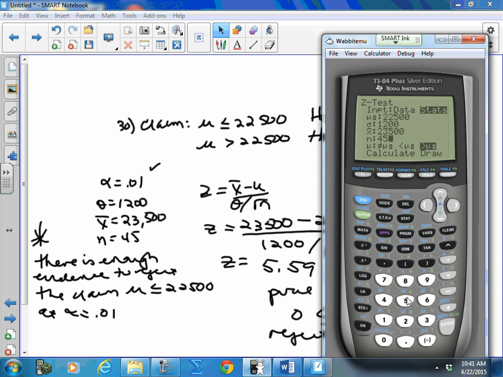Now your tail follows the HA. Here's my HA, it's pointing to the right. I want the tail that points to the right. Calculate. There's my z-score, 5.59. There's my p-val, but look, this is in scientific notation. Could your p-val possibly be greater than 1? Why not? Because it's to the negative. Why can't your p-val be greater than 1? Because the table doesn't go up to it. Nope.